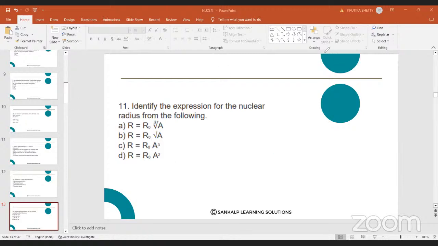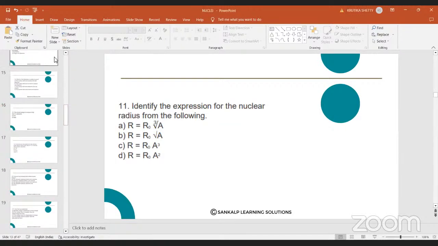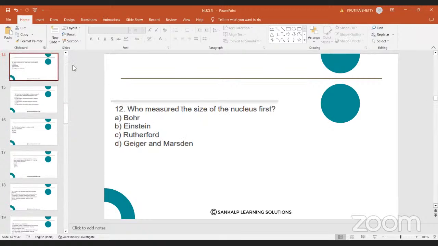Next question. Who measured the size of the nucleus first? Bohr, Einstein, Rutherford, Geiger-Marsden. Who measured the size of the nucleus first?